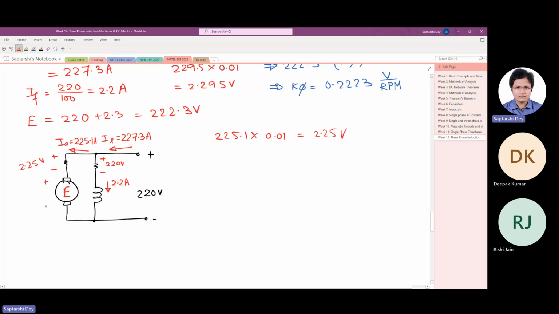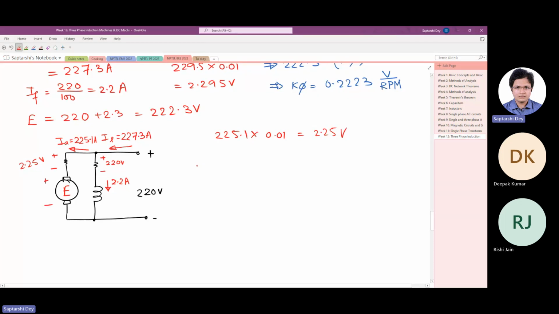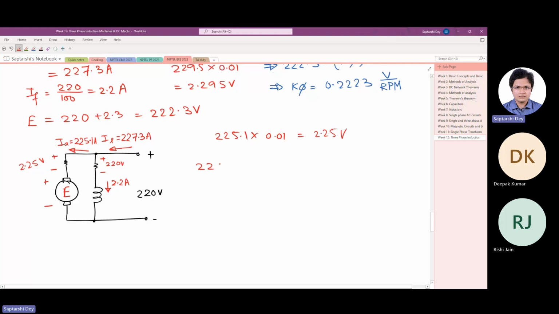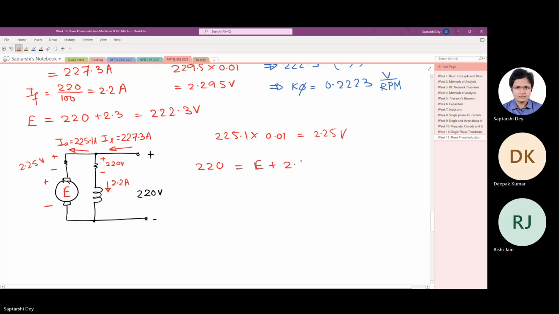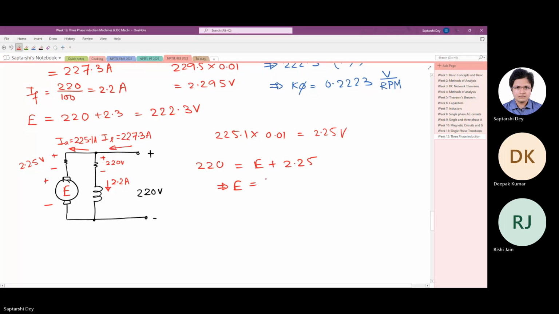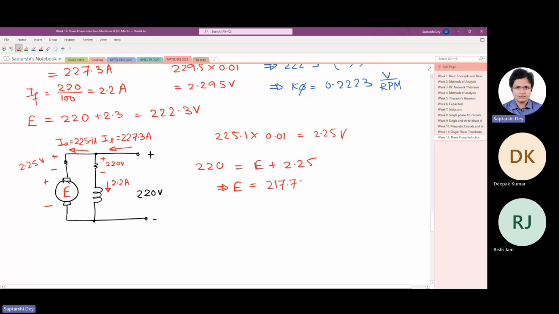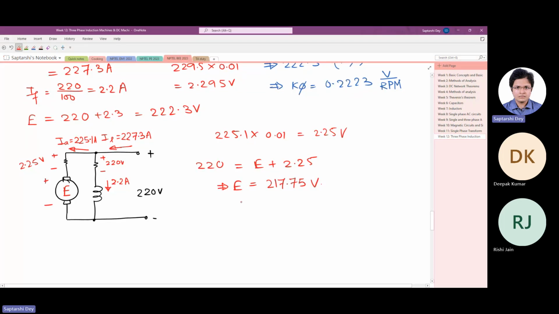From this diagram, if you apply KVL, what you get is 220 volt is E plus 2.25, which gives you a back EMF of 217.75 volt. This is the back EMF this motor is developing.